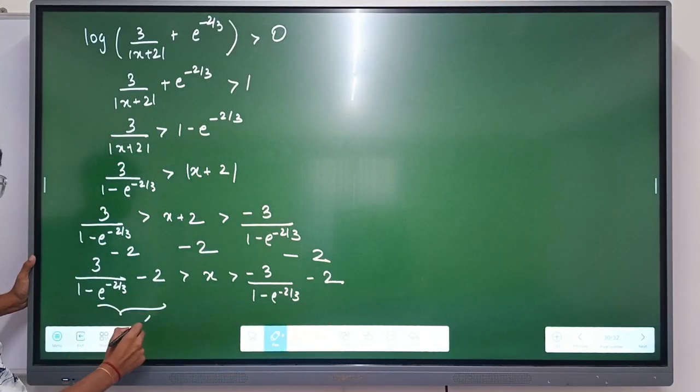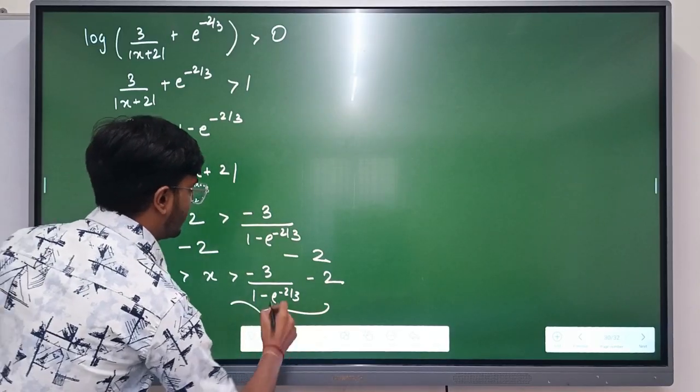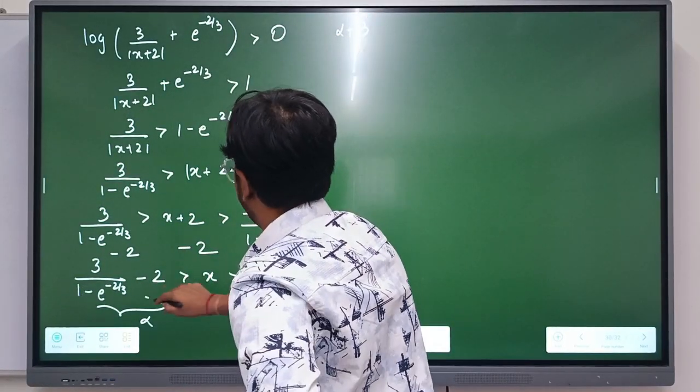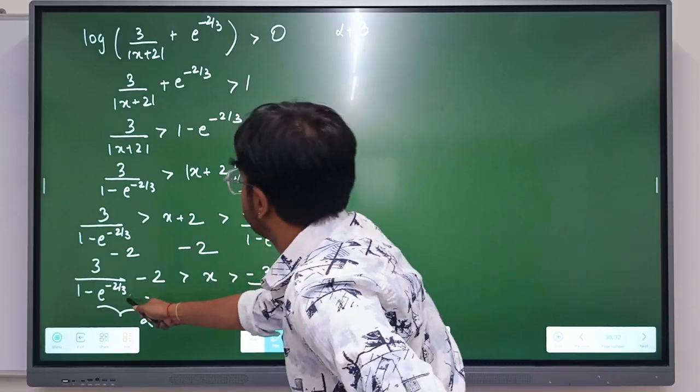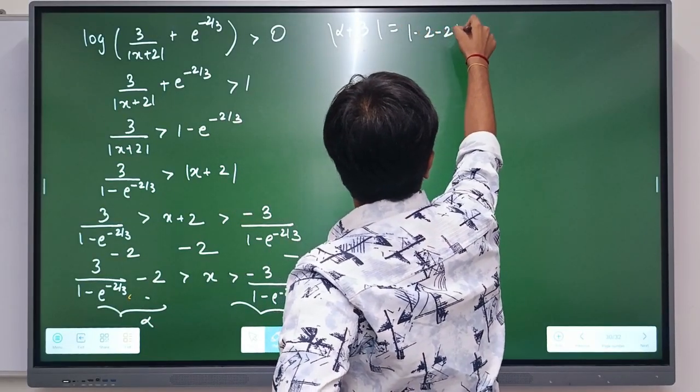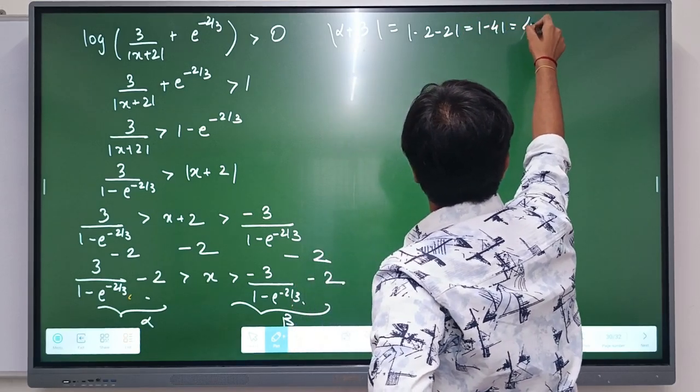So this value is alpha, this value is beta, alpha to beta. So alpha plus beta is asked. What will be alpha plus beta? This and this value will get cancelled out. So it will be minus 2 minus 2, which is minus 4, and the mod is 4. Answer is 4.